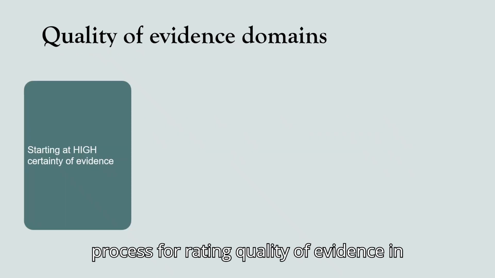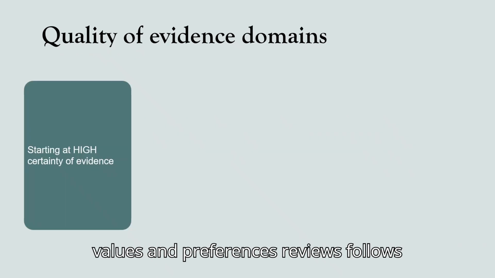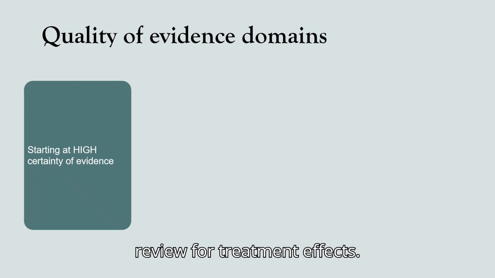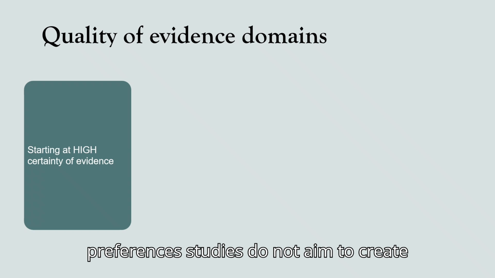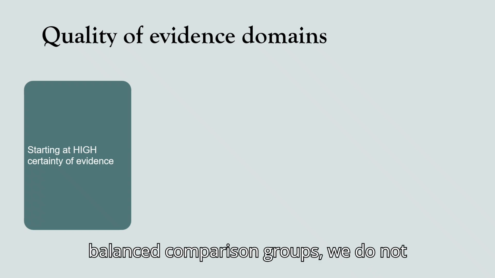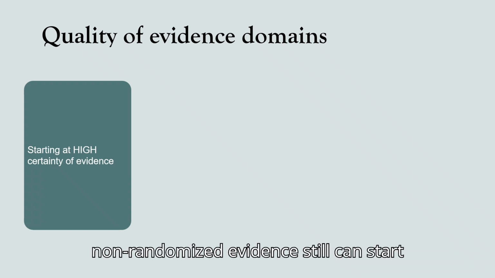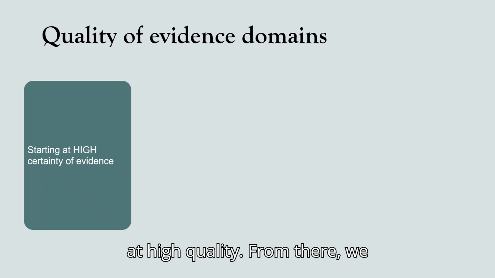The process for rating quality of evidence in values and preferences reviews follows the same general rationale as evidence review for treatment effects. However, there is one important difference. Because values and preferences studies do not aim to create balanced comparison groups, we do not require randomization. So, non-randomized evidence can still start at high quality.